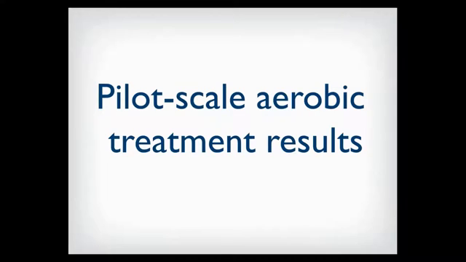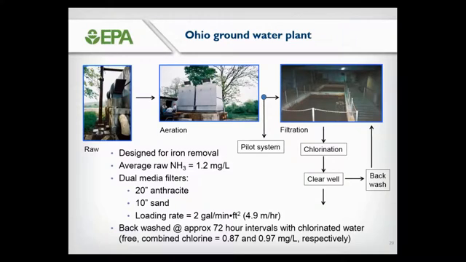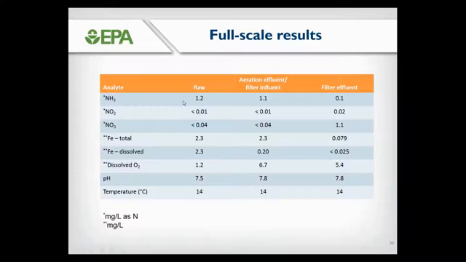I will do that. Moving into the final set of data slides, we're looking at pilot-scale aerobic treatment results. This took place at a groundwater plant in Ohio, a system where the filters were known to support a community of nitrifiers, bacteria that would remove ammonia. Looking at this data slide, influent ammonia concentrations were 1.2 milligrams per liter with no detectable nitrite or nitrate. By the time we get to the filter effluent, all the ammonia has been removed and converted to nitrate.